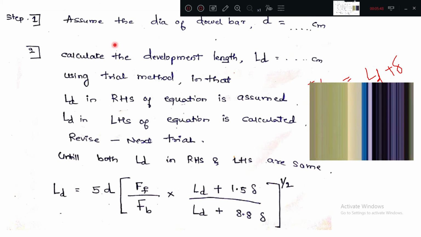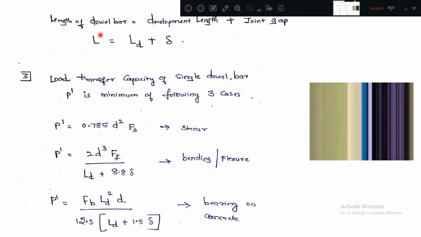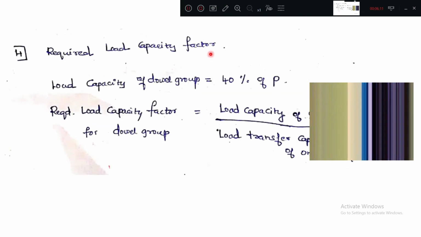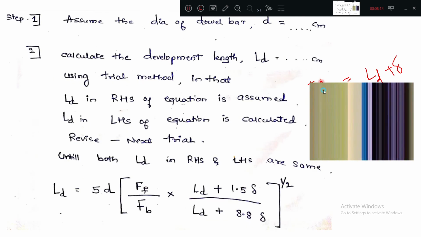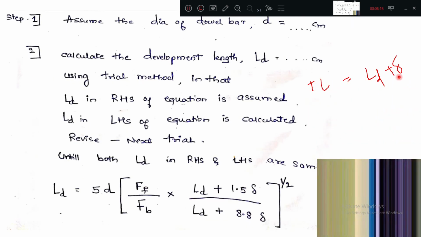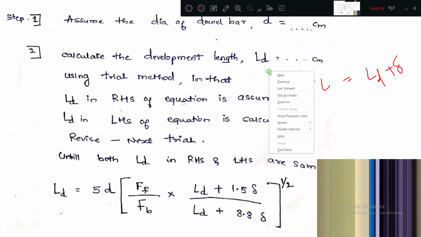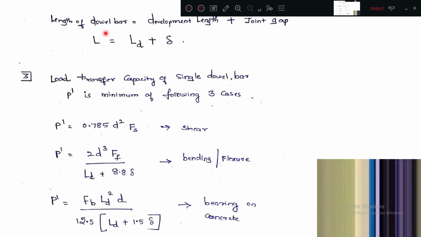Now, the first step is assuming the dia of the dowel bar. The second step is the development length calculation. The length of the dowel bar, that is the total length, as in the previous one we have seen: total length of dowel bar equals development length plus joint gap, so LD plus delta is equal to L. That is one step.